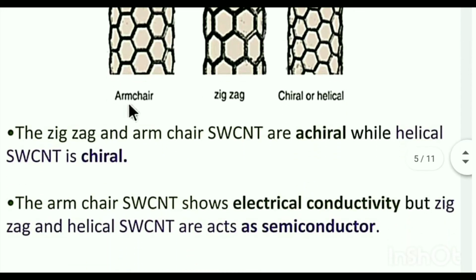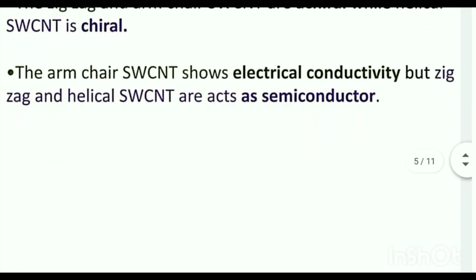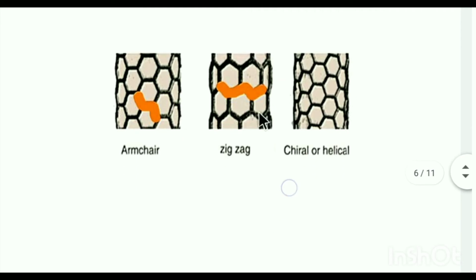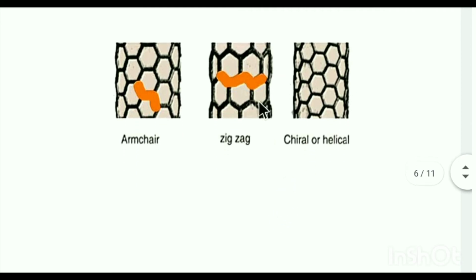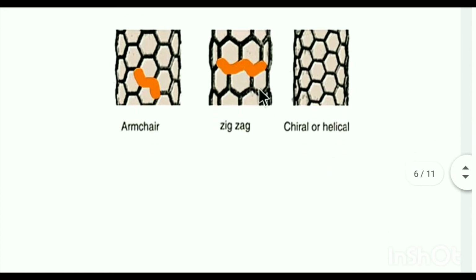The zigzag and armchair SWCNT are achiral, while helical SWCNT is chiral. The armchair SWCNT shows electrical conductivity, but zigzag and helical SWCNT act as semiconductors. The folding is shown in the figure: armchair, zigzag and chiral or helical. In chiral or helical we can see a tilt.